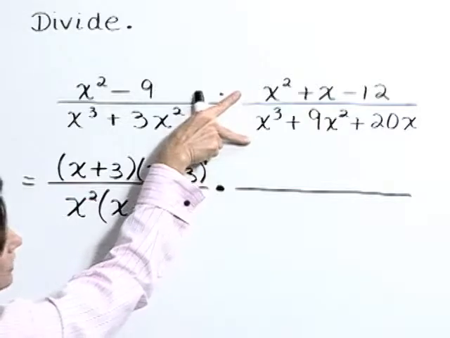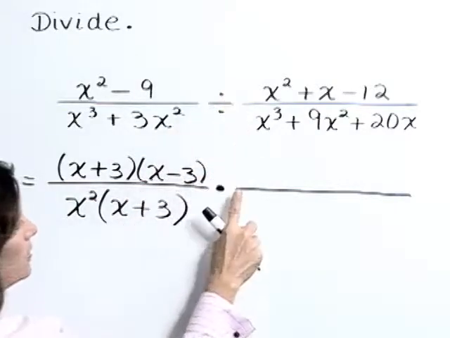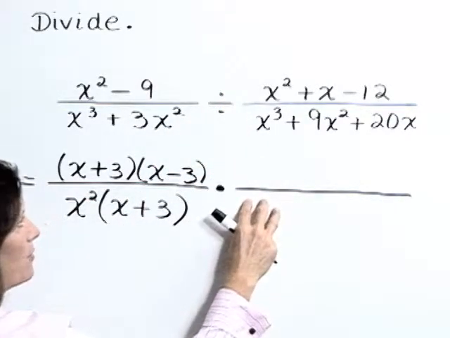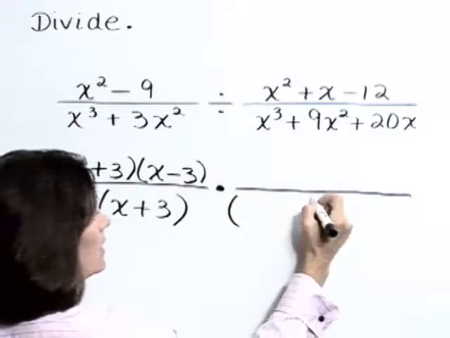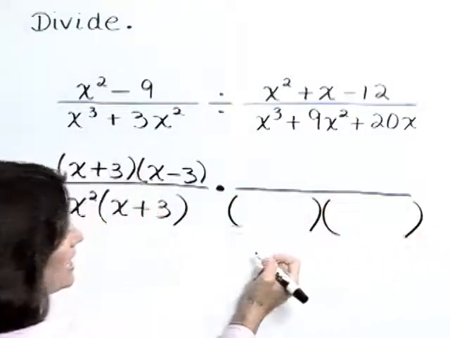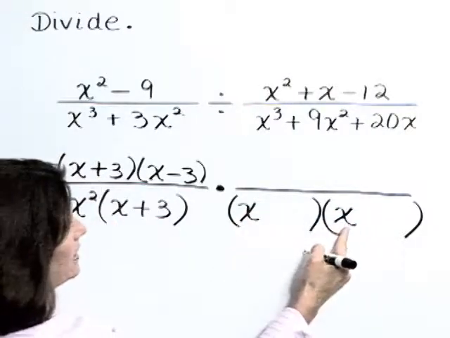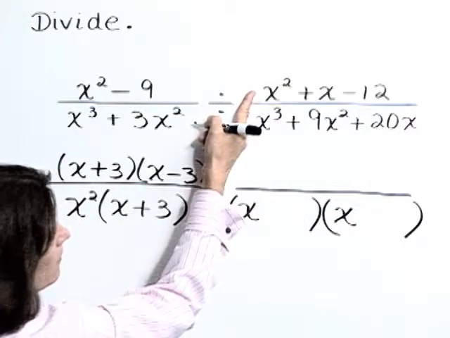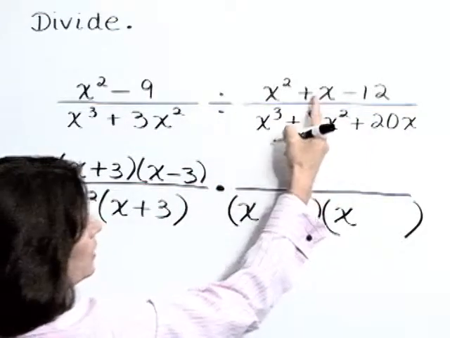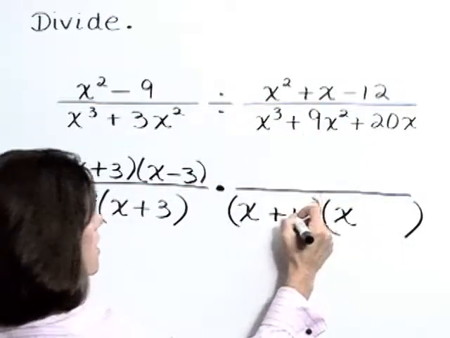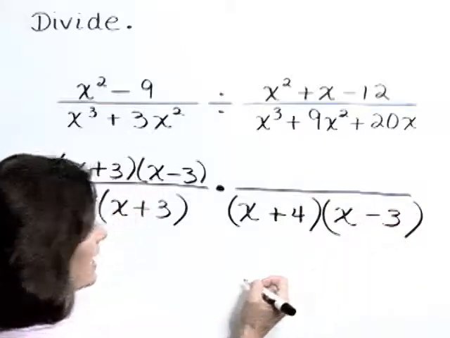Now, with our second rational expression, that numerator will be our denominator in this second line. Let's bring it down there then and factor it at the same time. Our leading terms must be x times x to give x squared. Factors of negative 12 that sum to 1 are positive 4 and negative 3.